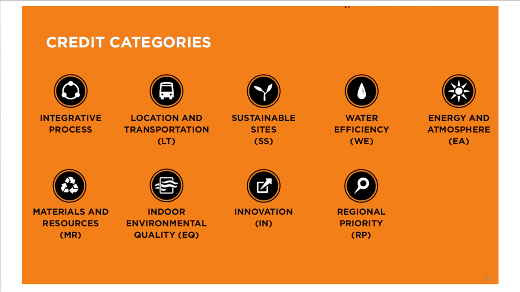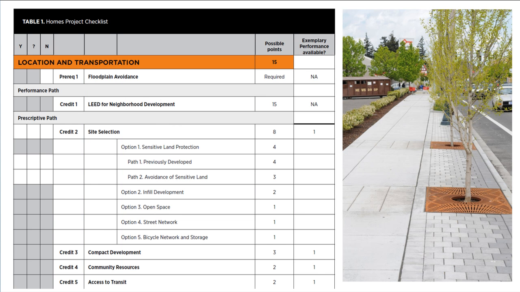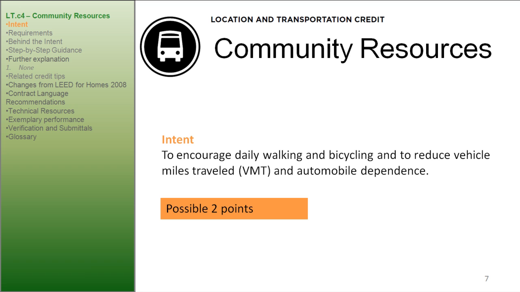These are the LEED credit categories. In my previous video, we discussed Location and Transportation Credit 3, Compact Development. Now, we will proceed to Credit 4, Community Resources. Community Resources is the fourth credit under the prescriptive path. It has a possible 2 points and 1 exemplary performance.